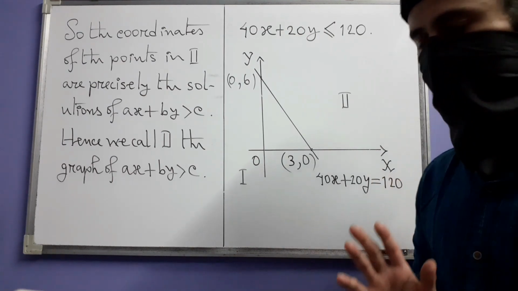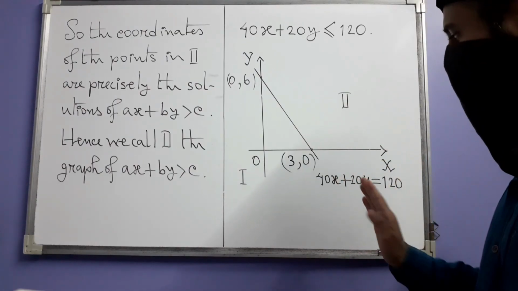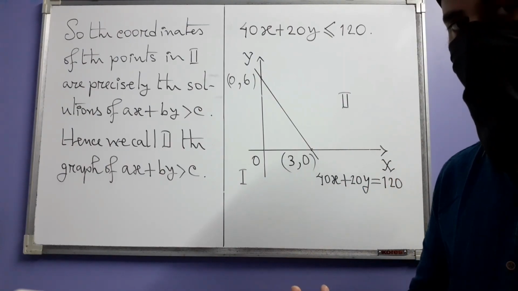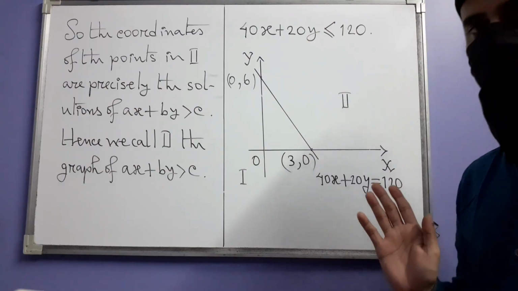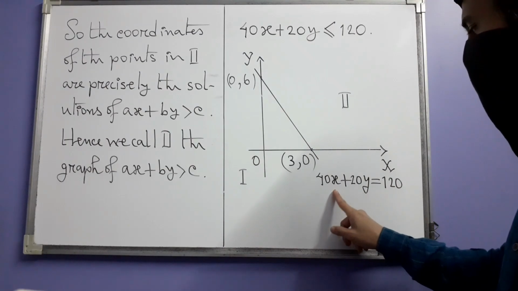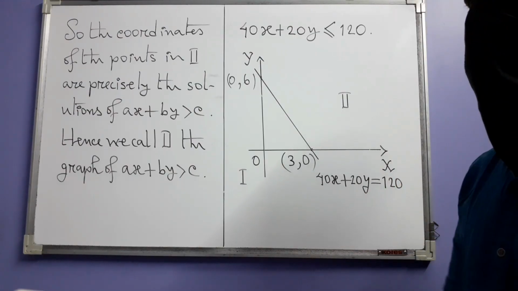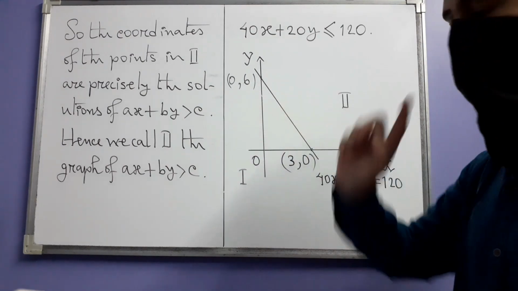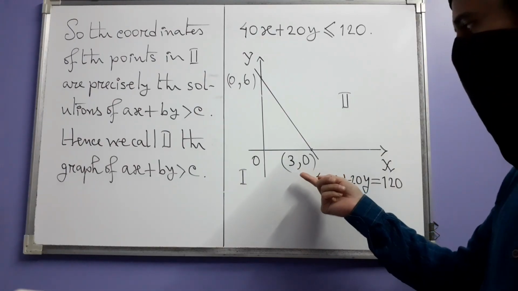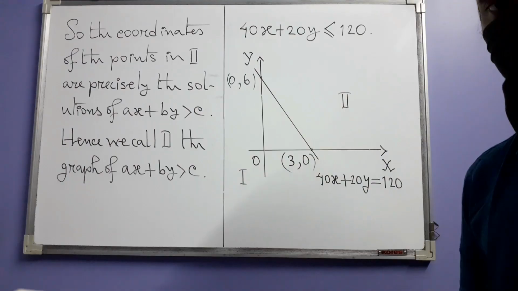Because it's a straight line, it's enough to know only 2 points on it, which can easily be found by putting 0 for one of the variables in the equation and then finding the value of the other one. Say you put x equal to 0, then you get 20y equal to 120. Then y becomes 6. So you get this point 0, 6. Similarly, substituting 0 for y, you will get x equal to 3. So 3, 0 is another point, and these 2 points determine the line.